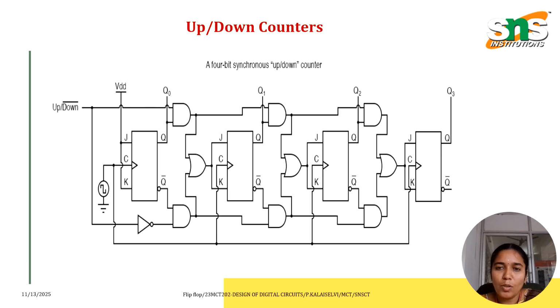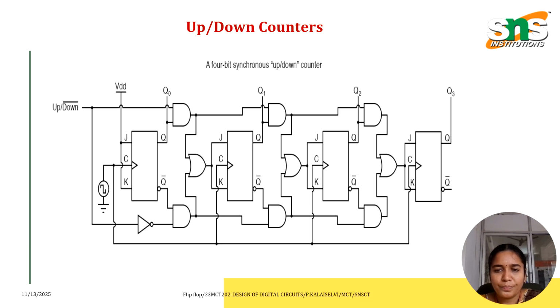This up down counter operation can be controlled through the up down control input. We have up or up bar, down bar. This is the control pin, and based on this control pin it will operate. This up down counter works in two modes, count up mode and count down mode. Here also we are using the JK flip flop.